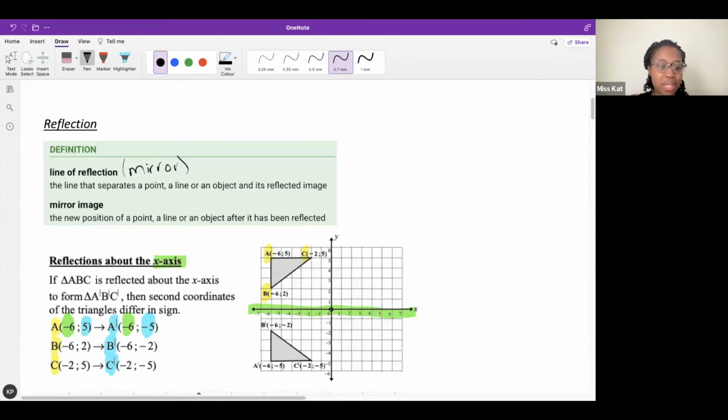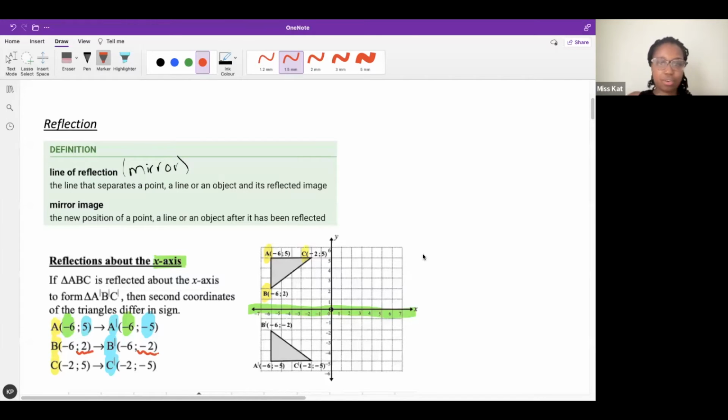Okay, let's check with B as well. B was -6 with 2, and B prime is still -6, but this time with -2. Do we see that the only ones that are changing signs are the y coordinates? Look here. Y coordinates are the only ones that are switching signs. So if it was +2, it becomes a -2. And let's check our last point, C. We had -2 with 5, and now we have -2 still with -5.